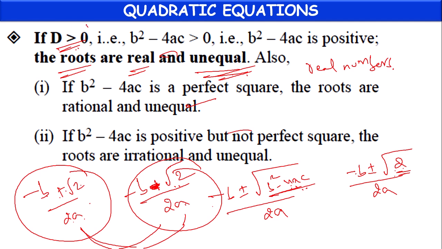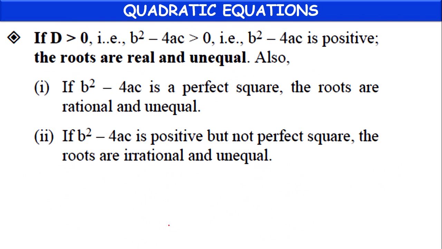So if the discriminant b square minus 4ac is greater than 0, it will be positive. Then under the root we get a positive value, which is a real number. So the roots are real numbers, but the roots will be different.